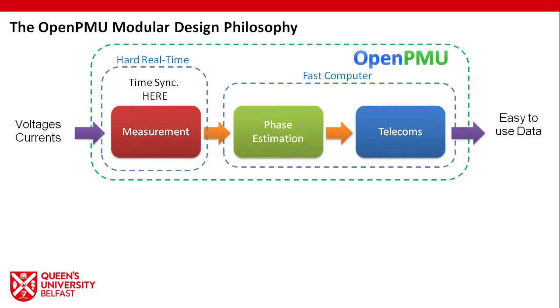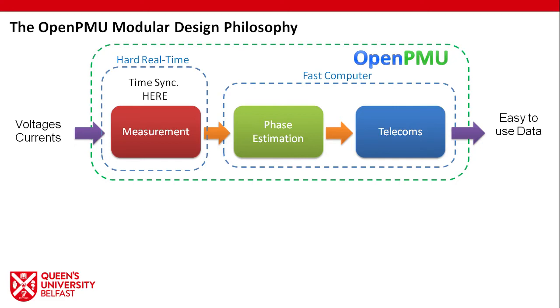In terms of the hardware required to realize an OpenPMU, there are 2 distinct attributes that are important. The first is that the measurement process is a hard real-time function. The analog to digital conversion process is disciplined by the time source. Again, this is usually derived from a GPS receiver. We know the time at which each sampled value of the voltage and current waveforms is acquired to within tens of nanoseconds. This metadata is passed along with the sampled values through the rest of the OpenPMU pipeline.